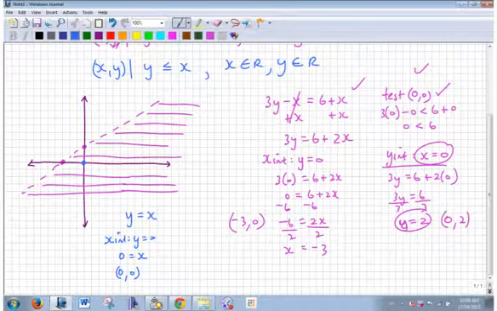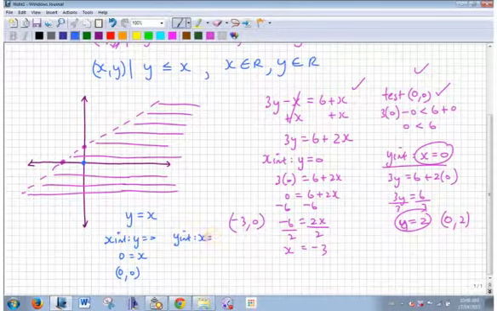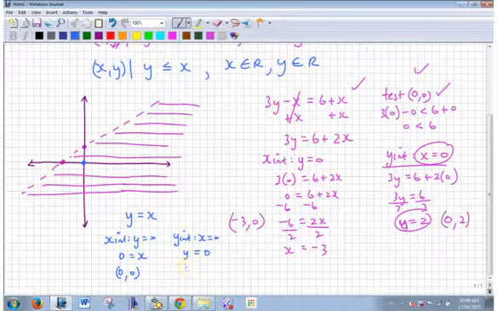What happens when I get the y-intercept? What happens at the y-intercept? X is 0. Plug it in here. 0 is y, and I get the same thing.